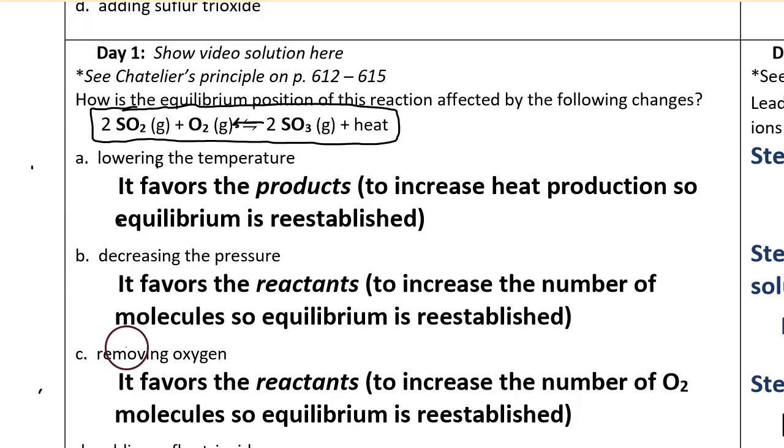Question C. What about removing oxygen? If oxygen is removed, then think about how it can be replaced. If the reverse reaction occurs at a faster rate than the forward reaction, the reverse reaction creates sulfur dioxide and oxygen. So if oxygen is taken away from the system, we could replace that lost oxygen if we get the reverse reaction to happen faster than the forward reaction. We say that this favors the reactants.